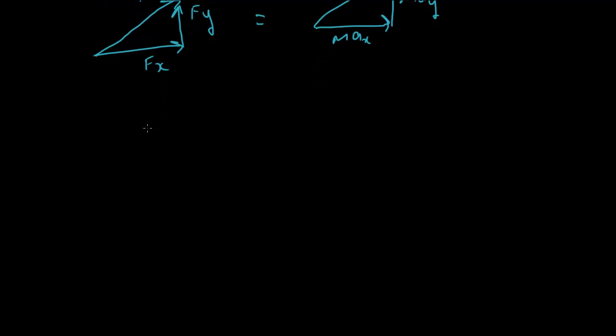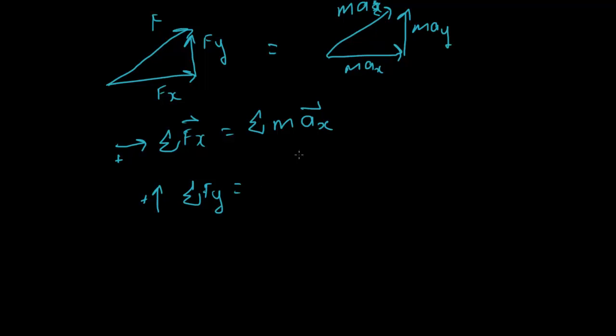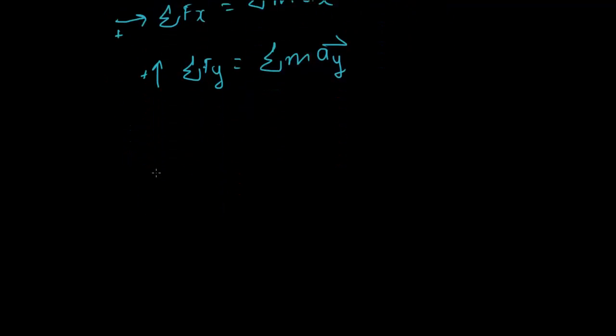Now, what this says is that the sum of the forces in the x direction is just equal to the mass times acceleration in the x direction. We'll take x going to the right as positive for this, and y going up as positive. The sum of the forces in the y direction is just the same thing as the mass times acceleration in the y direction. And that's all there is really for the Cartesian coordinate system. It's very simple. It's very lightweight. Nothing too crazy about it.